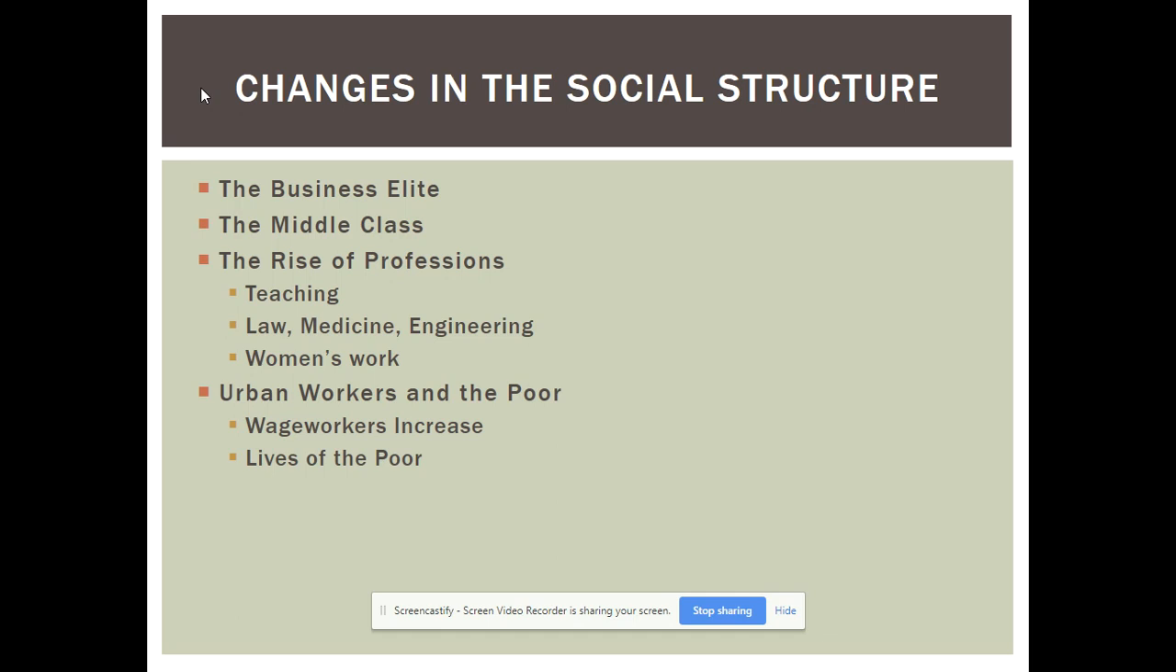The middle class won't be able to afford as many of the expensive items as the business elite, but they are going to be able to afford nicer furniture, a little bit nicer homes, a little bit nicer clothing. Sometimes they could hire domestic servants. Sometimes they couldn't, depending on where in the middle class they were. One of the things that developed at this time was ice boxes, which came about to help store their food.